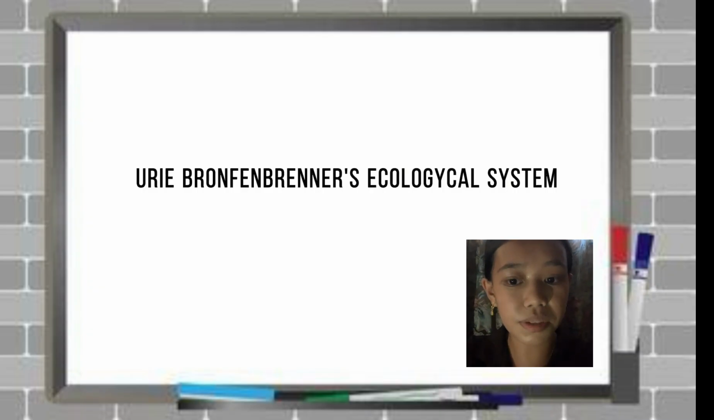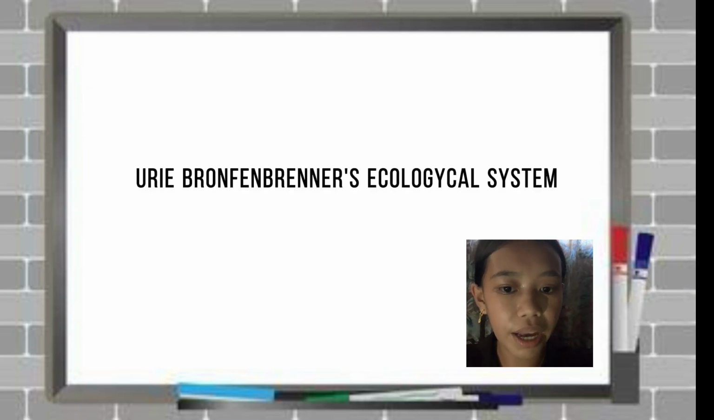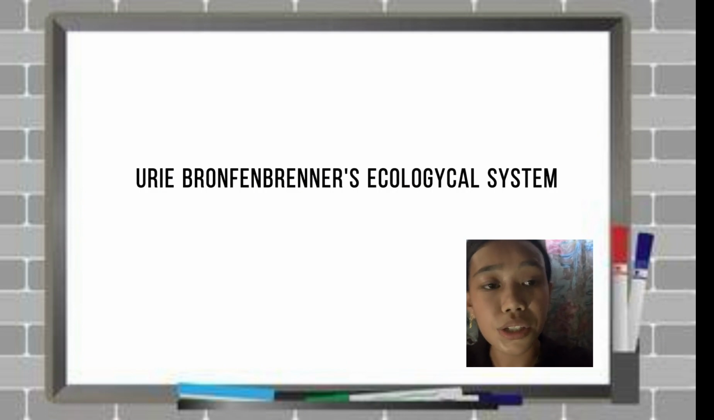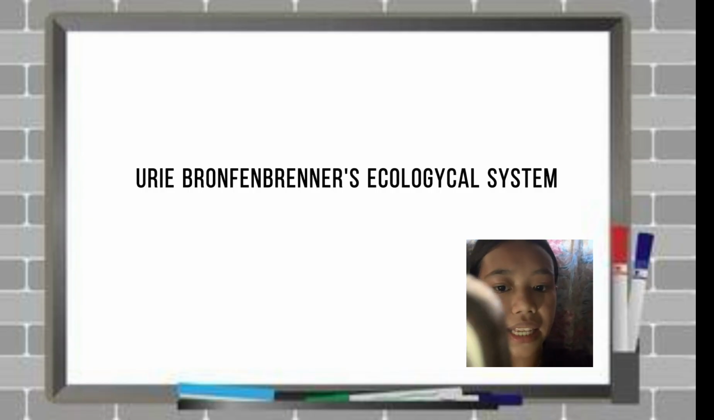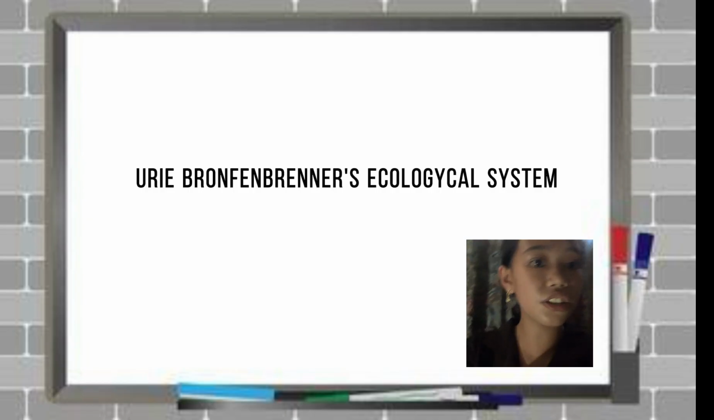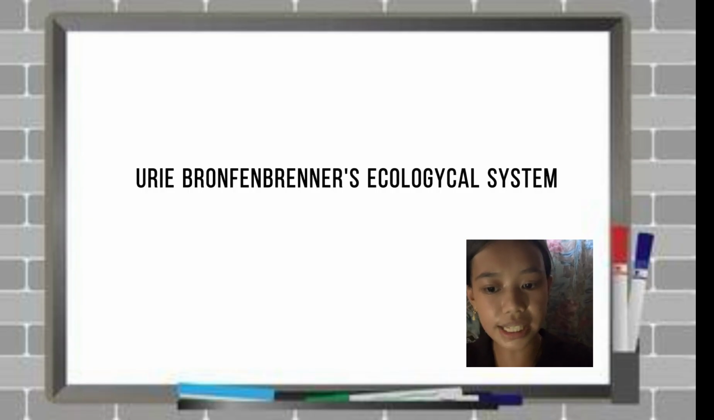The mesosystem is the connections between the different microsystems, such as the relationships between a child's parents and teachers. The exosystem is the settings that indirectly affect the individual. For example, a parent's job, promotion, or loss can impact the child even though the child is not directly involved.